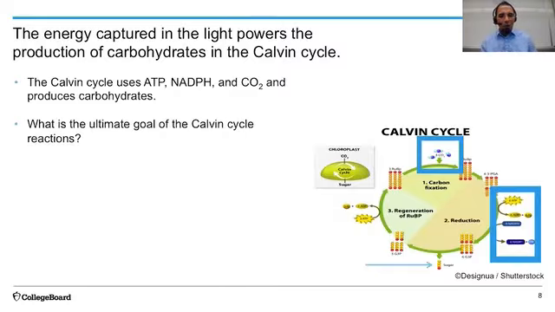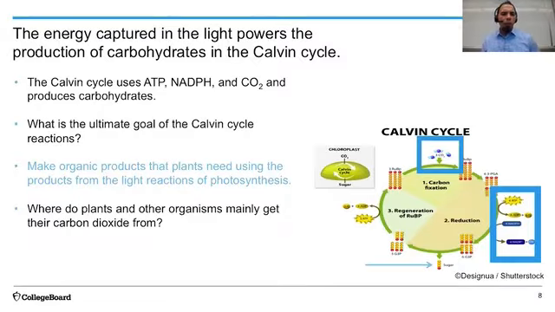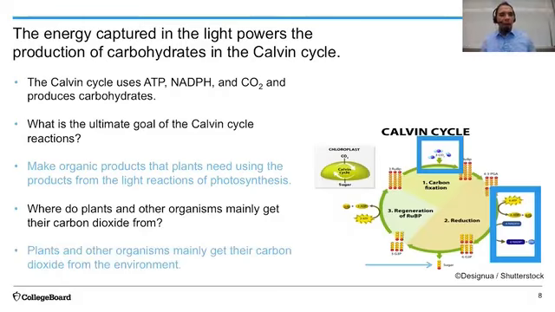And so what's the ultimate goal of the Calvin cycle reaction? I kind of already gave it away. Make organic products that plants need using the products from the light reactions of photosynthesis. So down there at the bottom of that blue arrow, there's your sugars, because plants need those organic products as well. And so where do plants and other organisms mainly get their carbon dioxide from? I already answered it in the first bullet. They get their carbon dioxide from the environment. And so again, looking at this picture, knowing the products and reactants, what's going in and what's going out, will be very helpful.